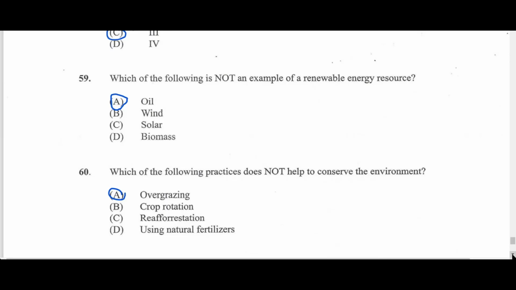And the final question, 60. Which of the following practices does not help to conserve the environment? And that's going to be overgrazing, allowing the animals to eat too much from one place. That is going to rip away all the vegetative covering and leave the soil bare for sheet erosion, then gully erosion, then rill erosion, that type of thing. So this is going to be our final response, overgrazing. So the answer for 60 is going to be A.